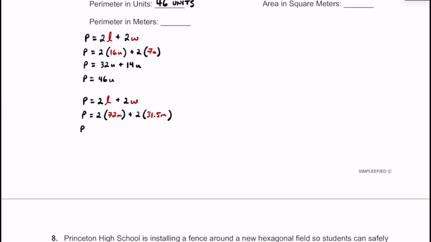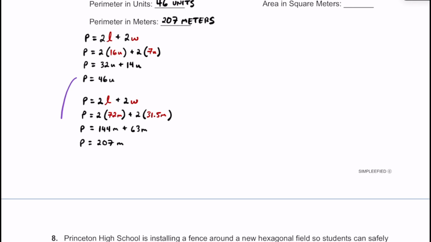So the perimeter is going to be 2 times 72, which is going to be 144 meters, plus 2 times 31.5, that's going to be 63 meters. And if we add these together, we're going to get a total of 207 meters. So the perimeter of this fence is going to be 207 meters all the way around. That's going to be in the real life measurements, not just on the sketch.